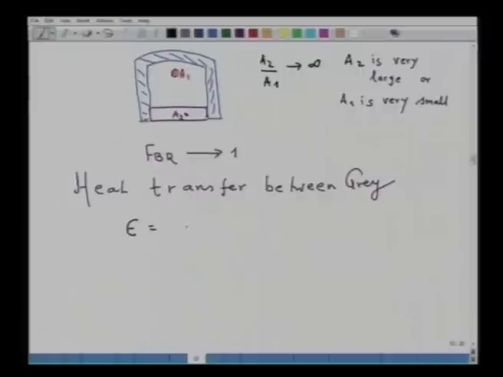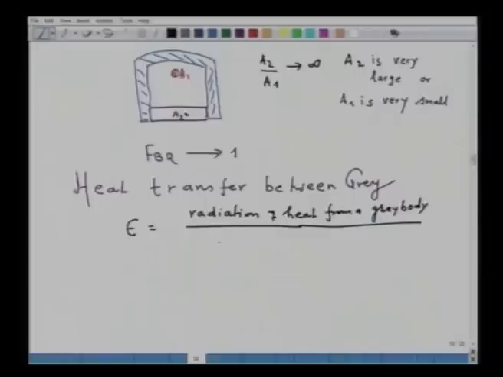This emissivity is equal to the radiation of heat from a gray body divided by the radiation of heat from a black body.